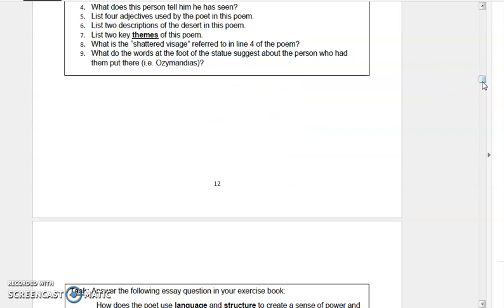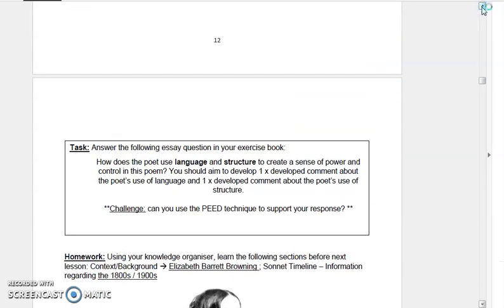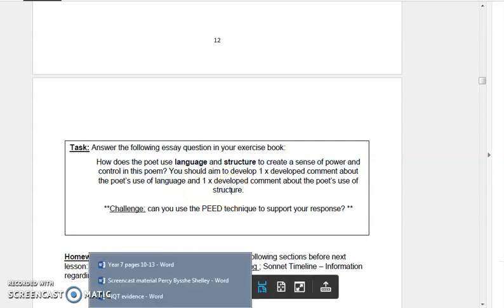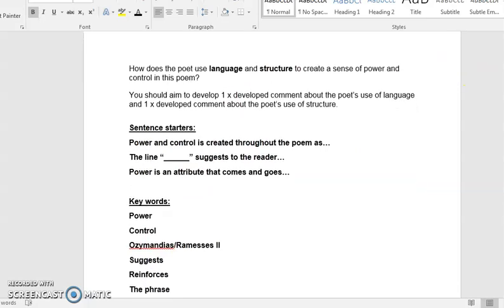Okay, so just like I did last week, we are going to look at a colour-coded response that I've done to help you, and I'll also give you some sentence starters and some words to look at as well. So just go over the question again. How does the poet use language and structure to create a sense of power and control in this poem? Okay, so you should aim to develop one developed comment about language and one about structure. So what I'm going to do is go on to something I've prepared earlier, and we're going to look at what you could do.